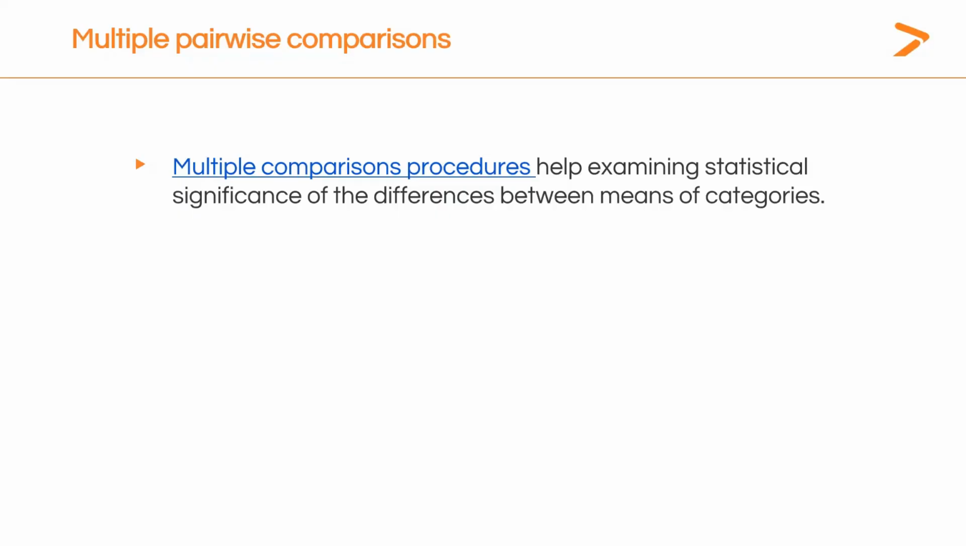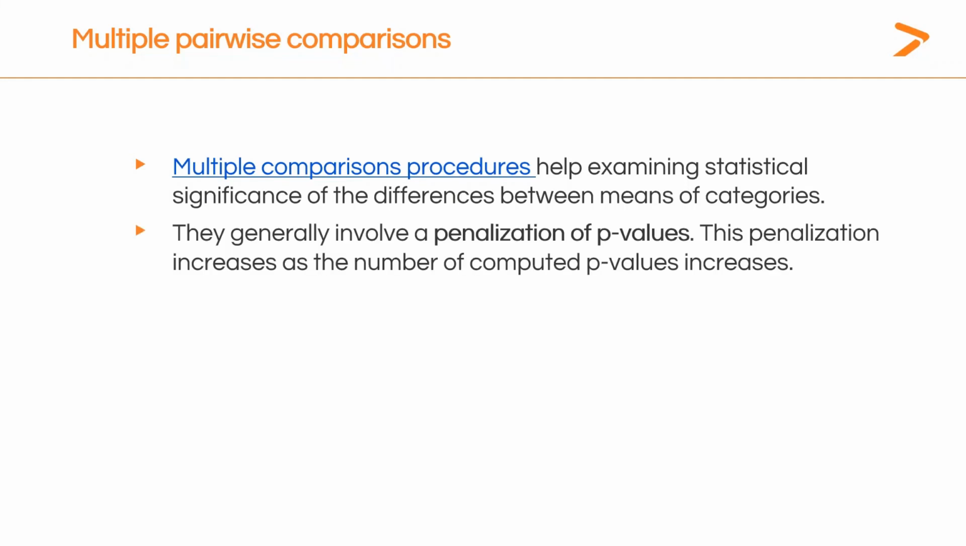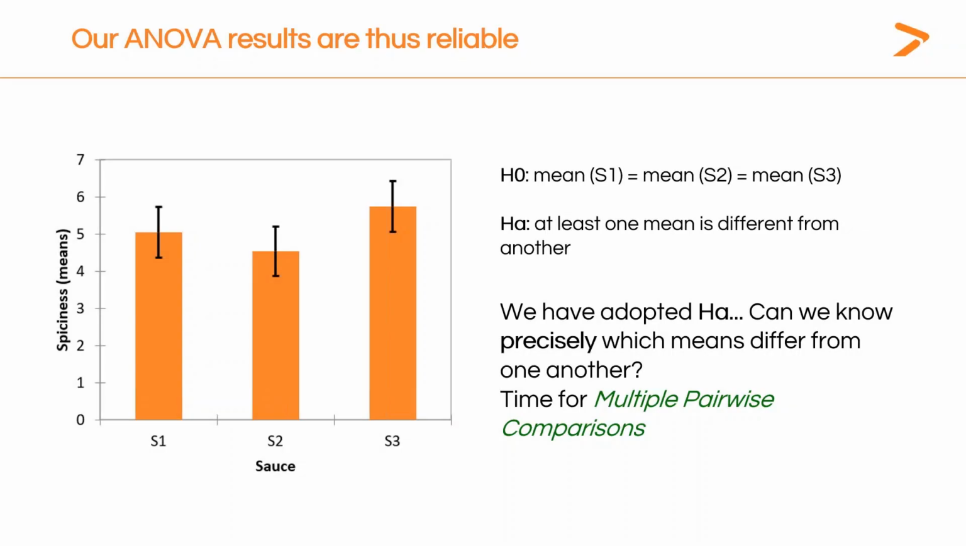Now, the tricky thing about multiple comparisons is that they generally involve a penalization of p-values, and this penalization increases as the number of computed p-values increases. What do I mean by this? Every time you launch a statistical test, you are taking a certain risk of being wrong to make a decision.